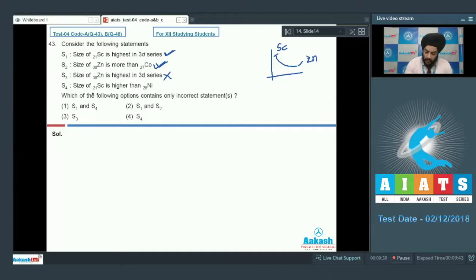Let's look at statement 4 now. The size of scandium is higher than nickel. Students, this statement is also correct. So, the examiner seems to be interested in the options which contain only incorrect statements. So, students, out of the given statements, only S3 is incorrect and we have to mark option 3 as the correct answer to our question. Let us look at the next question.